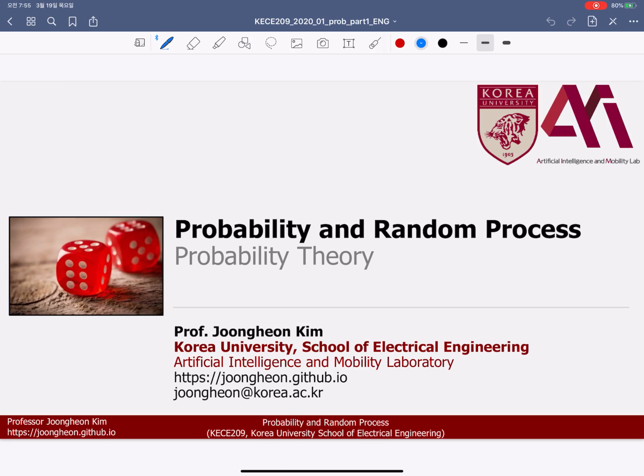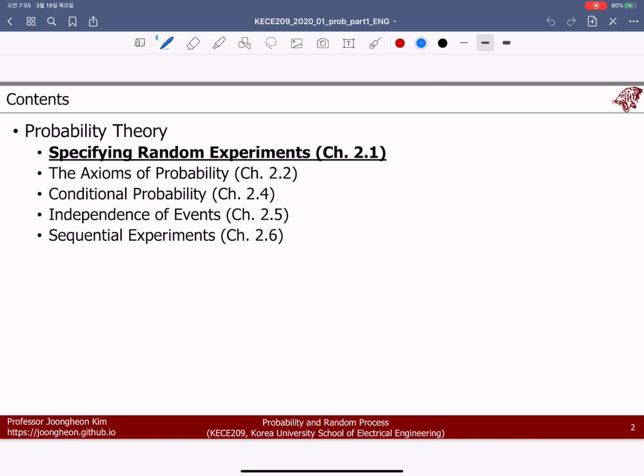Today, we're gonna start the probability and random process class. So this is the first week. That's why I wanna go easily, or slowly. We will cover the basic theory of probability at first, and then we want to see some examples about that. So this is our outline.